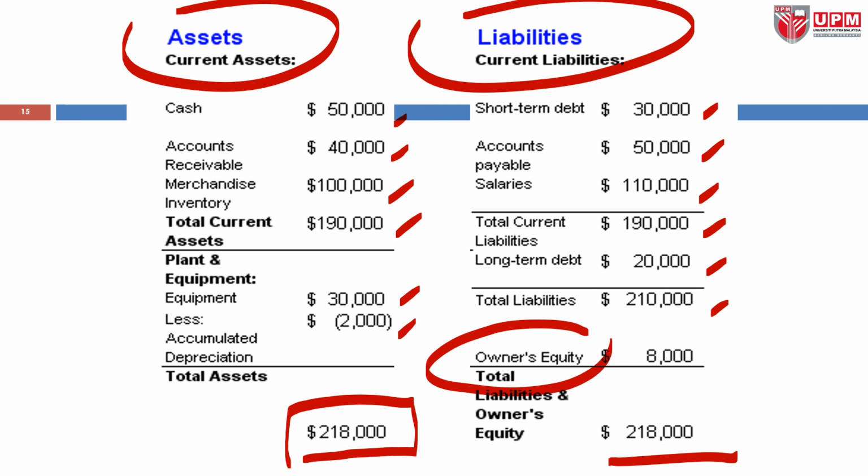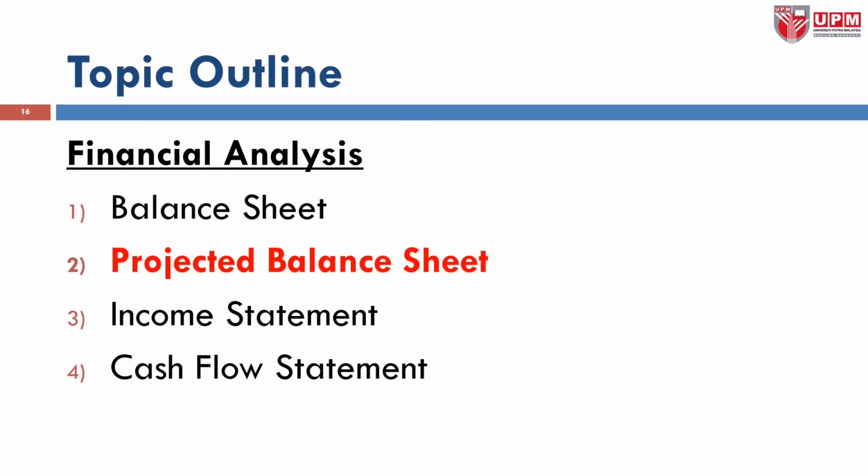So you can see here, just to repeat, we have the asset, we have the liabilities, and we have the owner's equity. So it has to be balanced between the two columns. That's all for now. We will continue on the projected balance sheet in the following video.